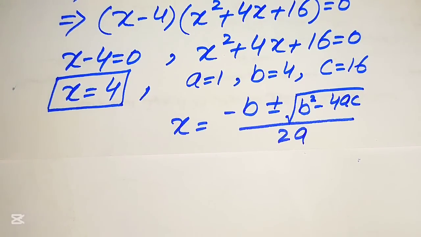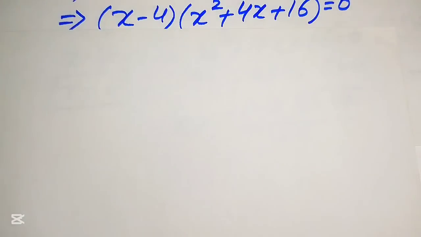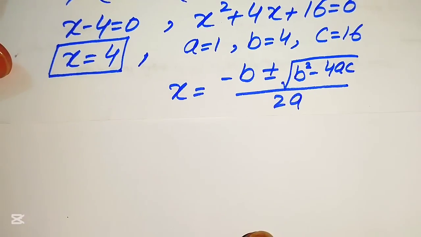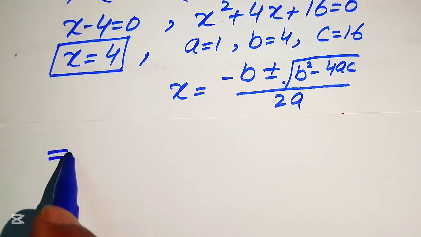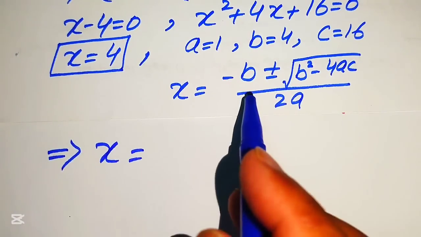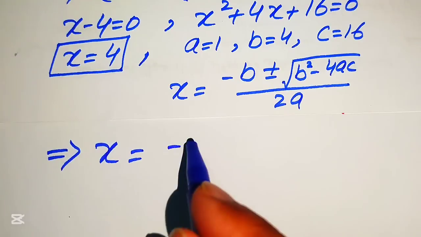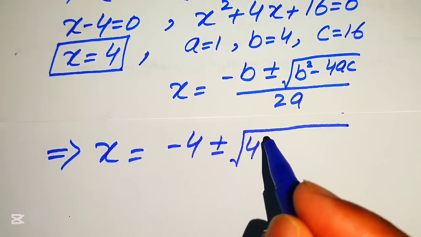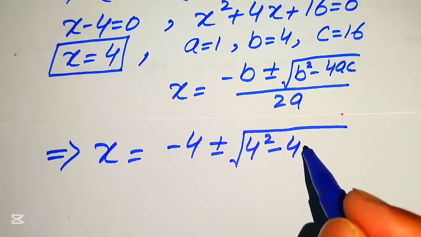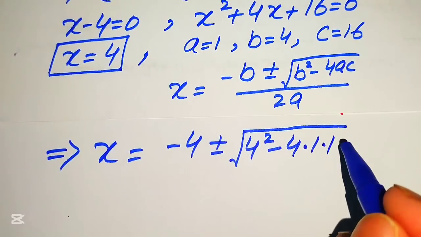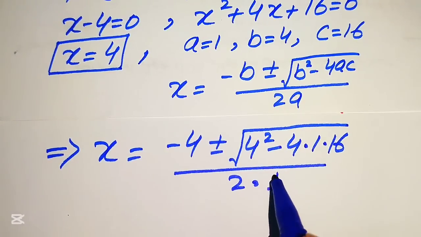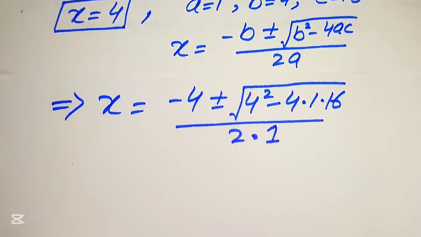So this is our quadratic formula, and now in the next step we need to substitute the values of a, b and c in this formula. The value of a is 1 and the value of b is 4. So when you put it here, it becomes minus 4 plus minus square root of b square, b is 4 square, minus 4 times a, which is 1, and c is 16, divided by 2 times a. Here our a is also equal to 1.